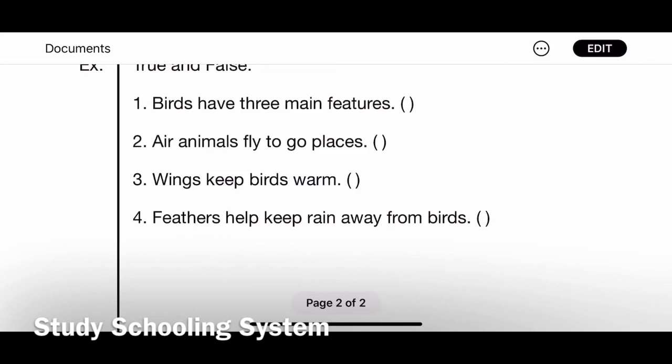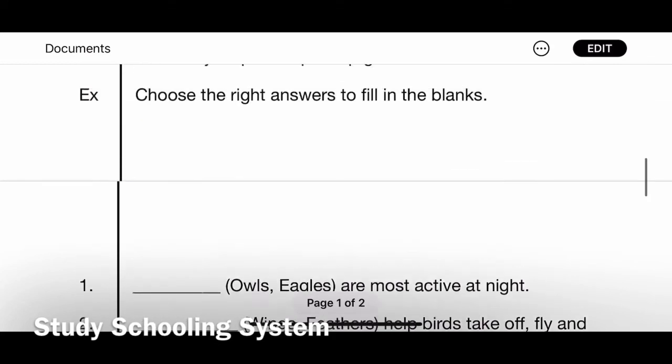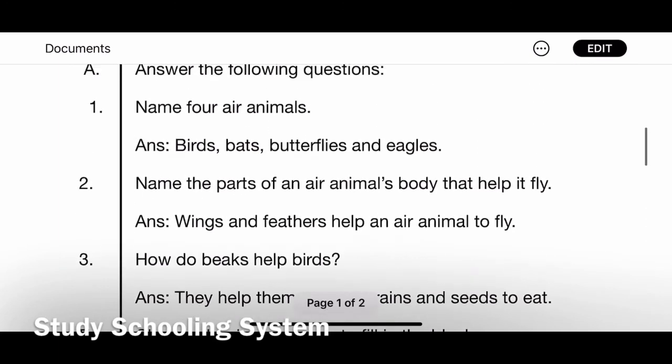Alright students, good job. This is all of your exercises that you will do in your notebook. Do all of them properly.